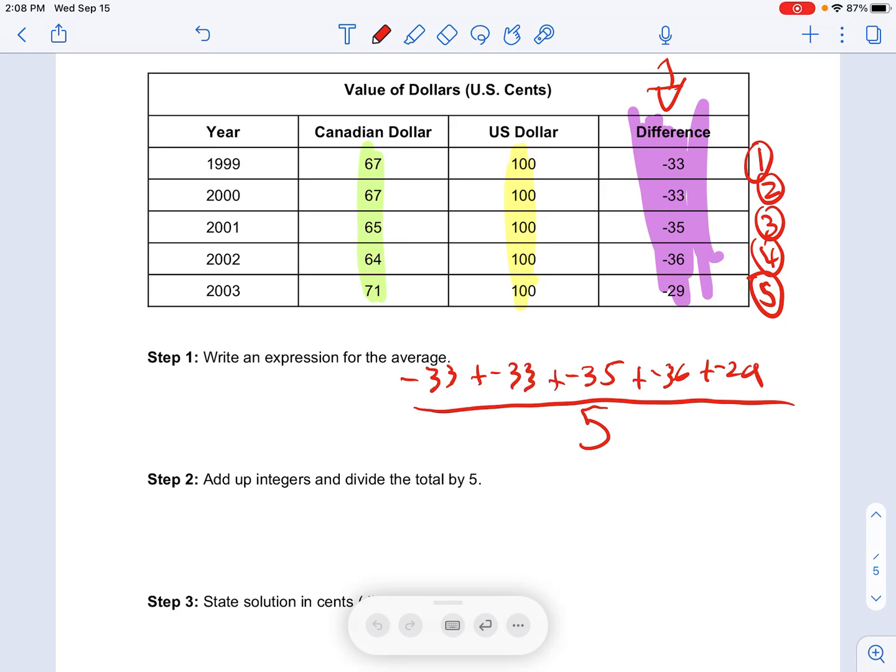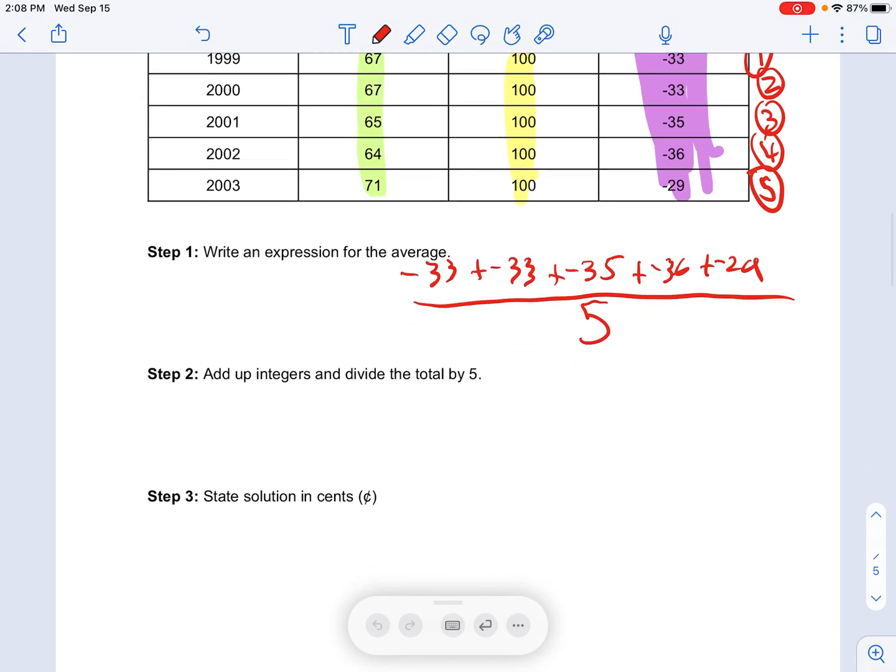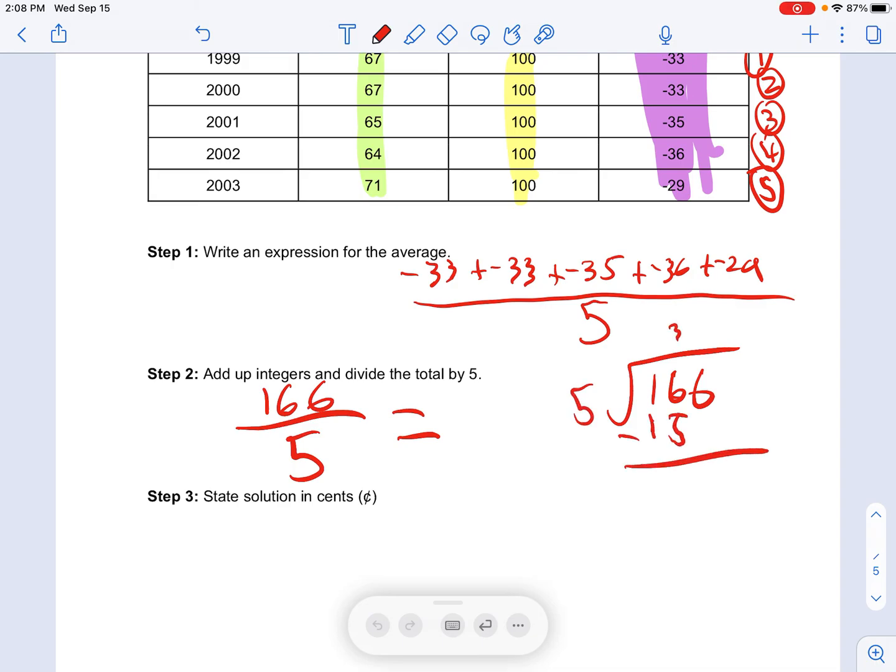So step 2 says add them all up. So 33 plus 33 plus 35 plus 36 plus 29 is 166, and we still have to divide it by 5. Let's do that. 166 divided by 5. 5 goes into 16 3 times. So I'm left with 16 again. Well, I know it's going to be another 3. I got the exact same answer.